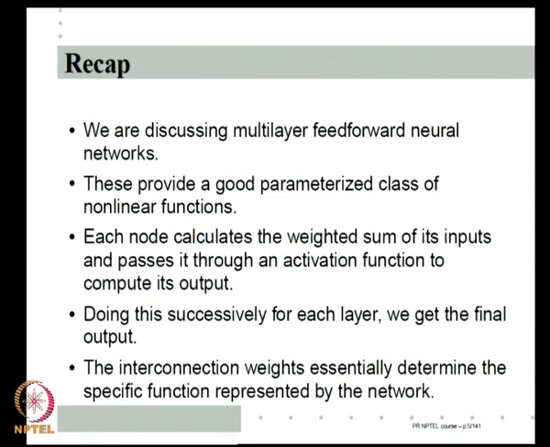So, the actual function that is computed by this is very much dependent on the interconnection weights, because given a particular structure, the only thing that can change is the interconnection weights. By changing the interconnection weights, we change the function that is being represented by the network. Roughly, an architecture represents a class of functions and specific weights represent a specific function. So, we would choose the weights to be able to represent a specific function of interest.